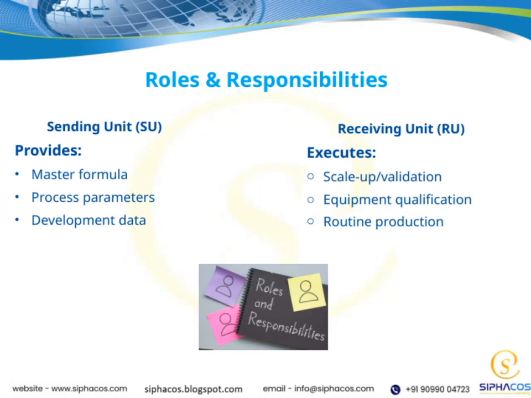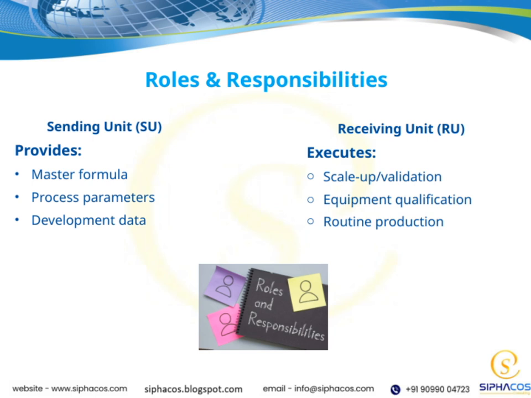On Slide 4, let's take a closer look at the roles and responsibilities of the receiving unit, or RU, and the sending unit, or SU. The receiving unit is primarily responsible for executing key activities such as scale-up and validation, which are critical steps to ensure that the process can be reliably scaled from the lab to production. They also handle equipment qualification, making sure that all equipment used is properly validated and fit for purpose. Additionally, the RU manages routine production, ensuring that daily manufacturing runs are consistent and meet quality standards.